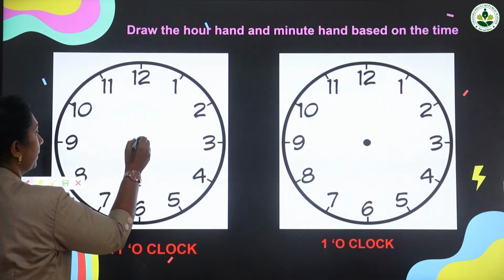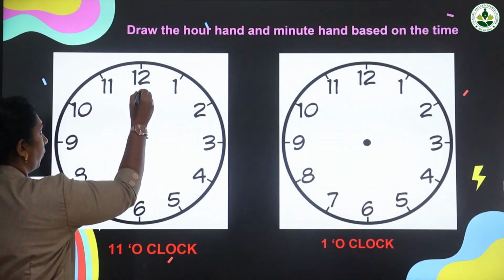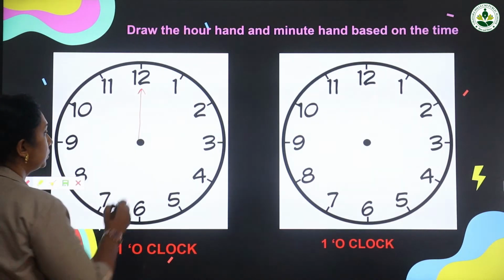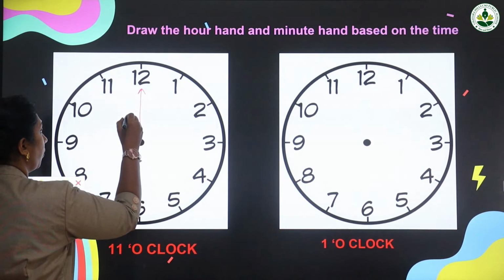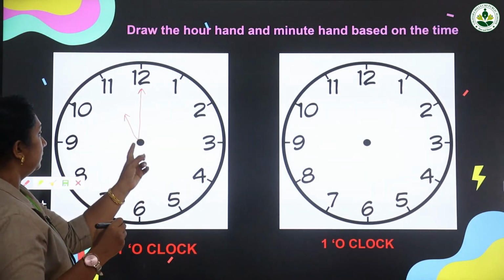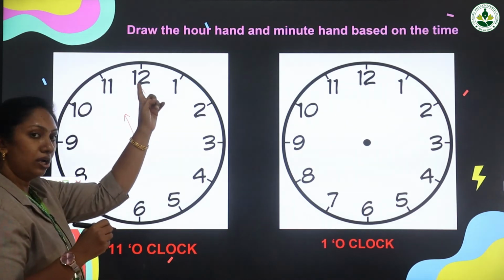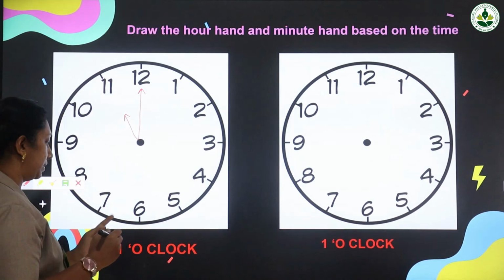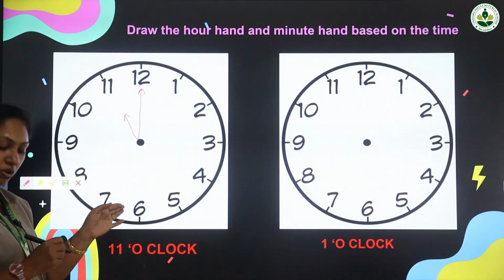So the minute hand will always be on 12 and the time is 11 o'clock, isn't it? So the hour hand will be on 11. Okay, you see that this is short and this is long. The long will be the minute hand and the short will be the hour hand. Okay, so this is 11 o'clock.